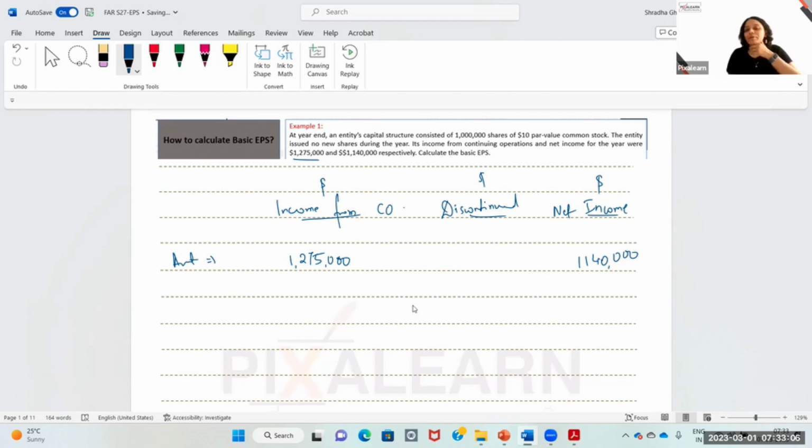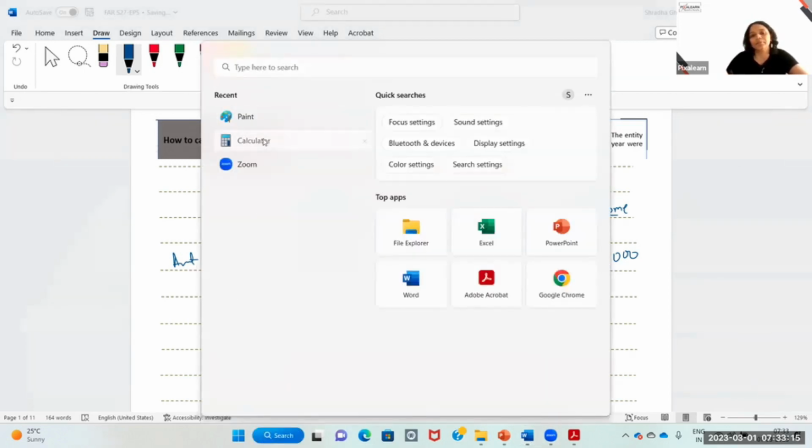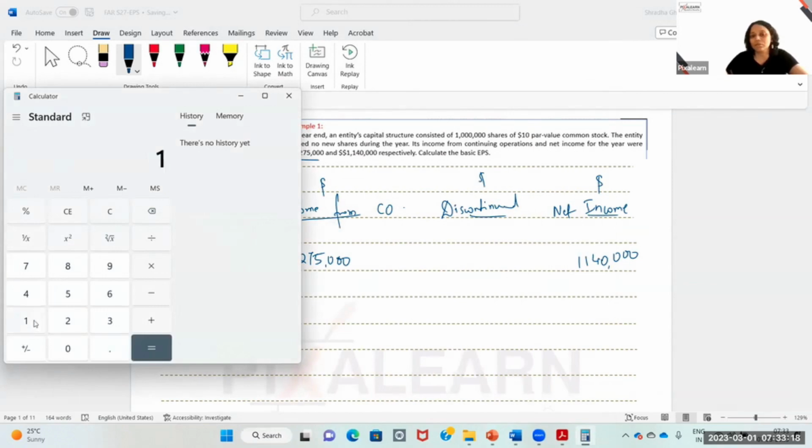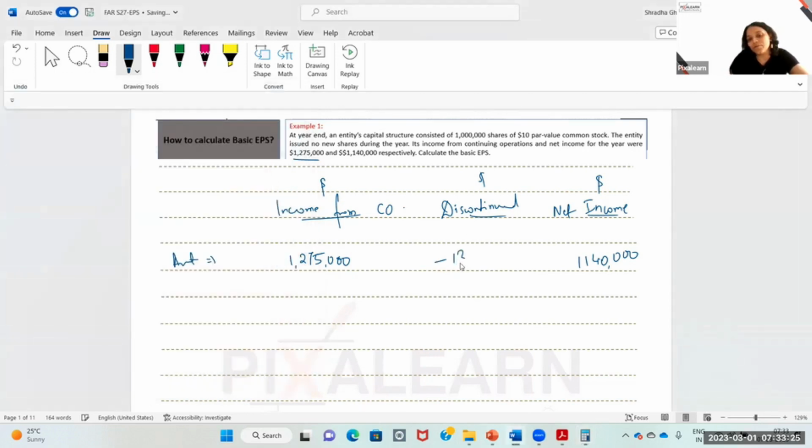Now tell me what was the figure for discontinued operations. Obviously there was a loss which reduced my income from continuing operations and it became net income. So what is that figure? It was 1275 minus 1140. So there was a loss of $135,000 from discontinued operations. And I've told you that the number of shares is 1 million. So your number of shares, which is not changing throughout the year, is 1 million.